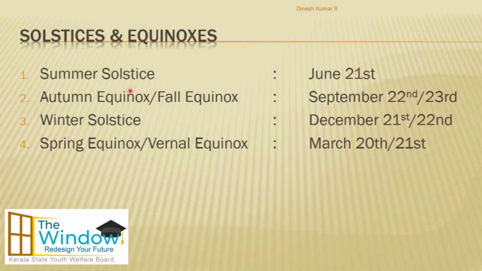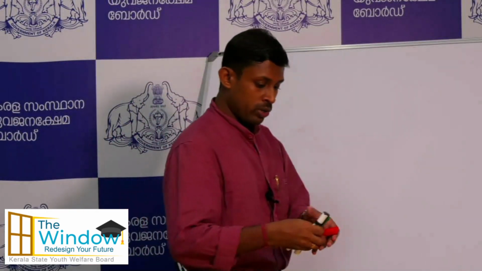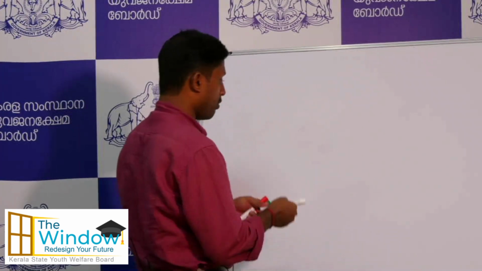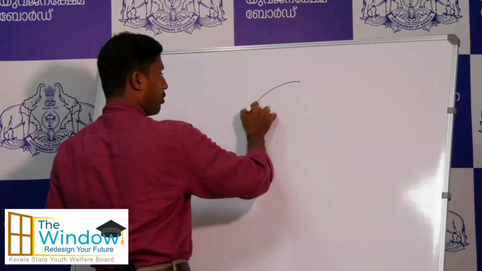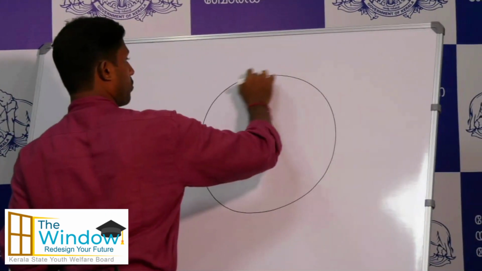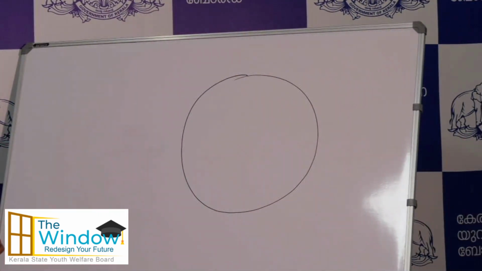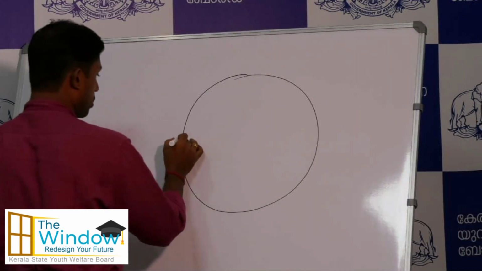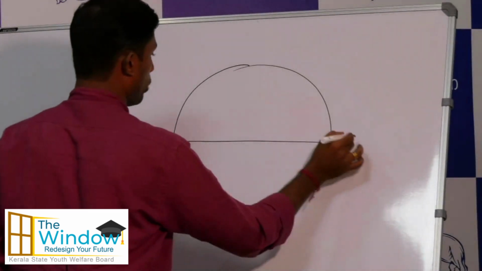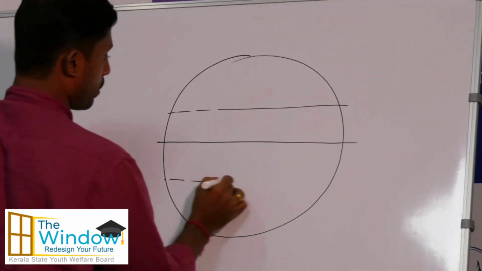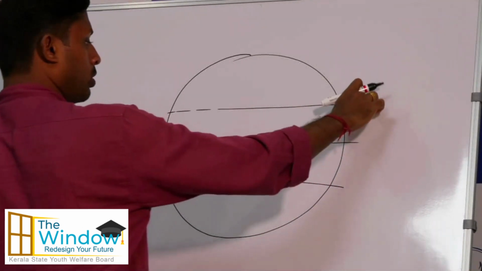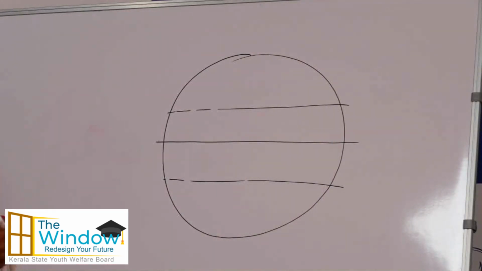Now what is equinox? Equinox means equal day and night. Now how can we represent that? For example, if I want to show things in the figure, just a representation. For example, this is my earth, and on this earth, this is my equator, this is my Tropic of Cancer, and this is my Tropic of Capricorn, that is 23.5 north and 23.5 south.